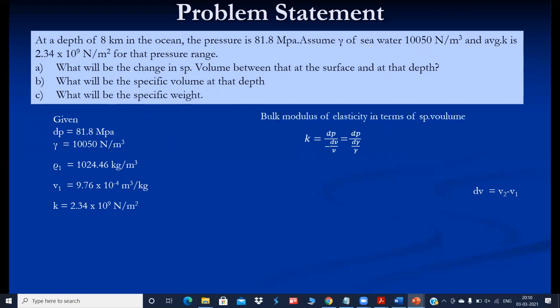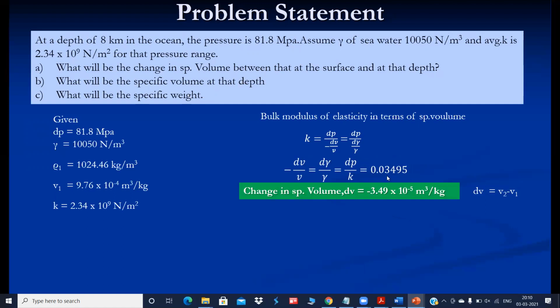First we use the expression of bulk modulus in terms of specific volume. From this expression, we can calculate dV by V as well as d gamma by gamma. This ratio is constant. dV by V is obviously negative. So in order to calculate the change in specific volume, we use this expression, dV by V. The change in specific volume multiplied by V1 gives minus 3.49 into 10 raised to minus 5 meter cube per kg.